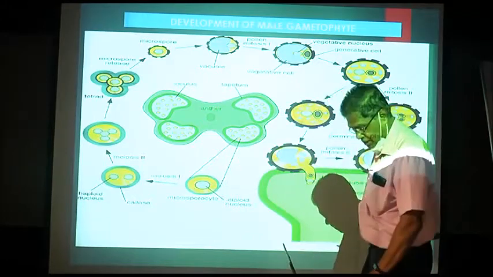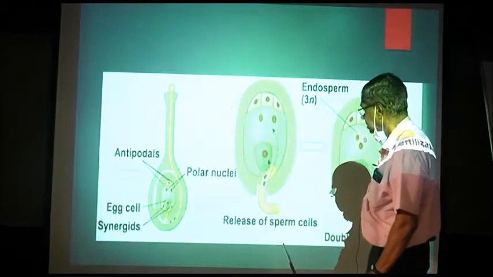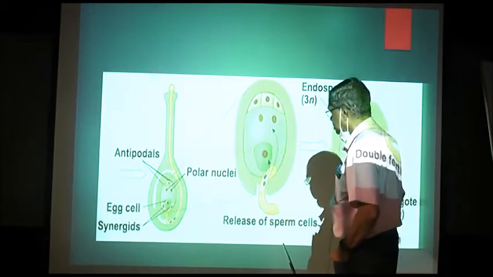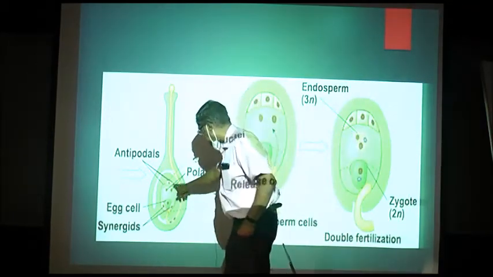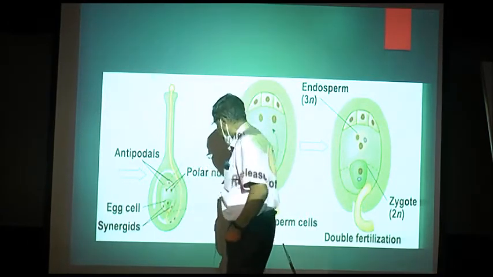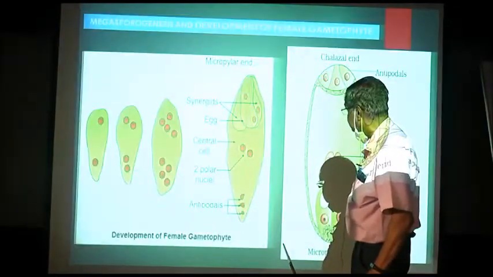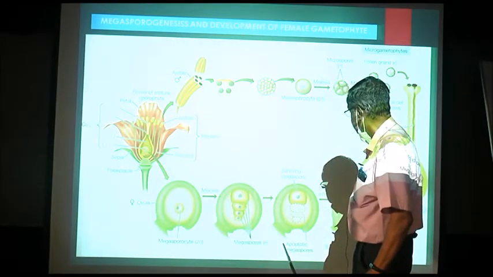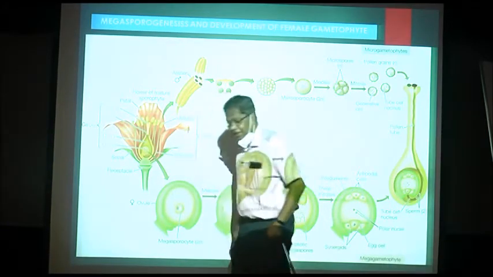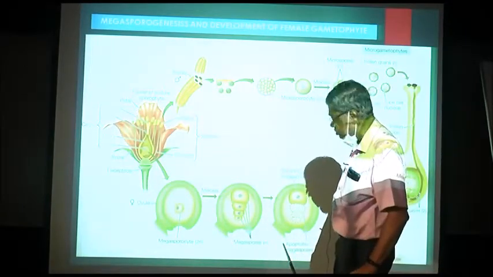Now coming to the development of female gametophyte. The female gametophyte development starts in the ovule. Now inside the ovule there is a tissue called nucellus. Where is the diagram? Inside the ovule, there is a tissue called nucellus. Now, inside the nucellus, a megaspore mother cell or megasporocyte develops.